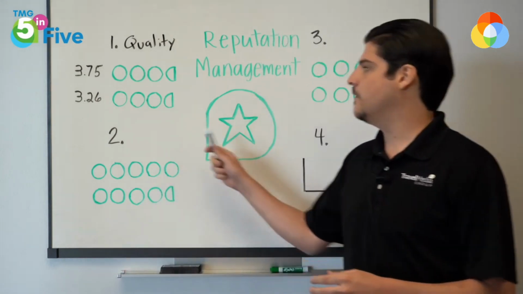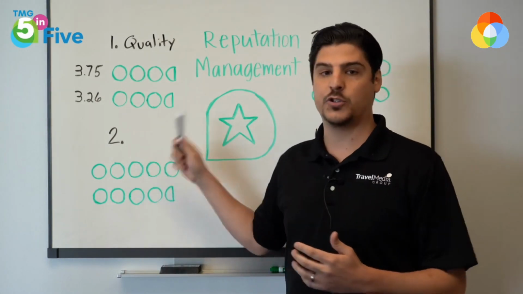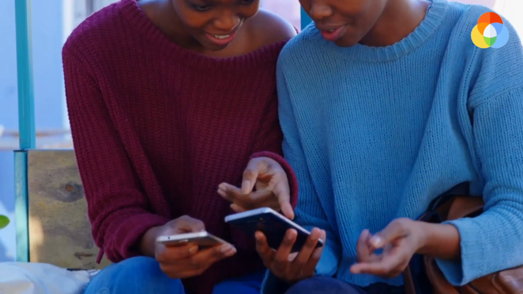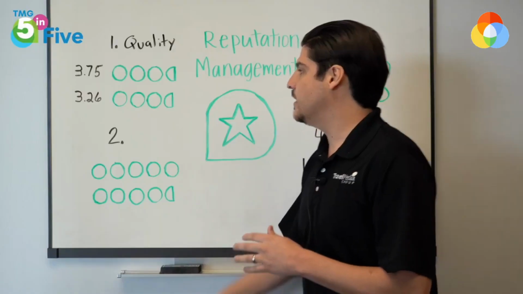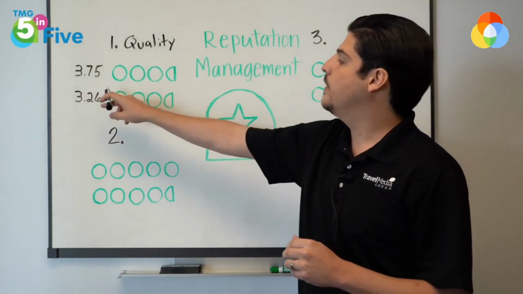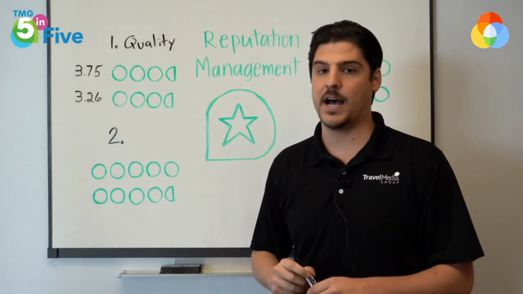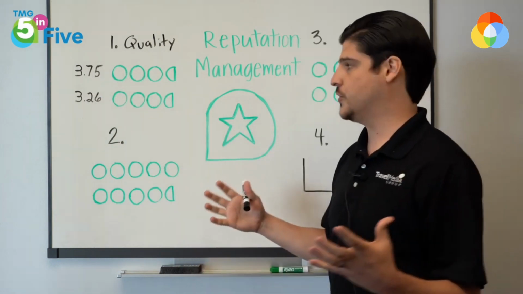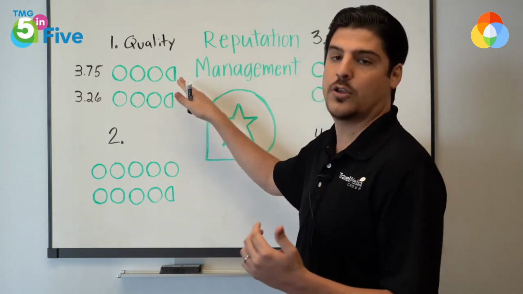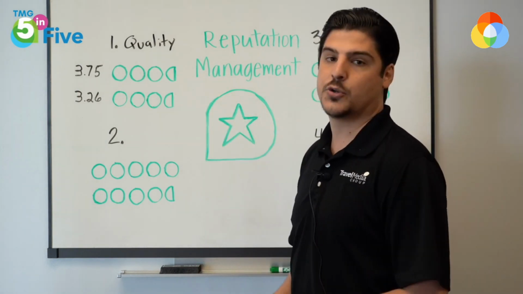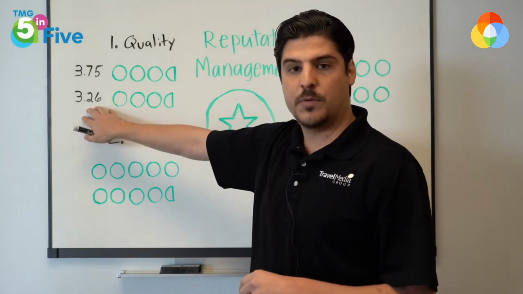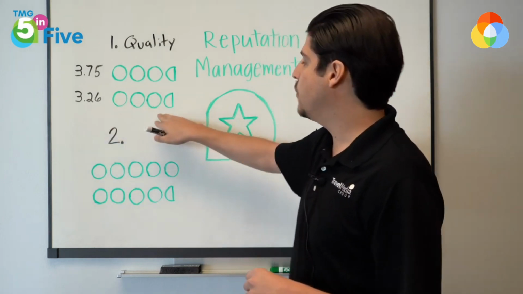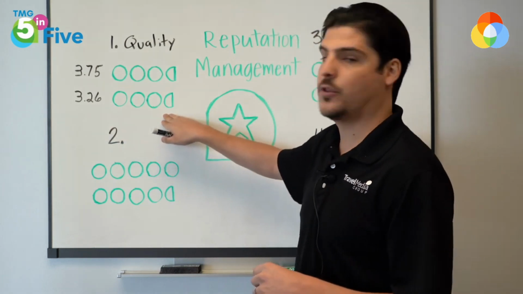Before we move on to the second factor, however, I did want to talk about TripAdvisor's scoring and how it looks to a traveler. Now let's take two examples. One hotel that is ranked a 3.75. Now TripAdvisor doesn't do quarter stars, so they are actually gonna look as a 3.5 star on TripAdvisor. The second property is a 3.26. So they're also going to be shown as a 3.5 star.